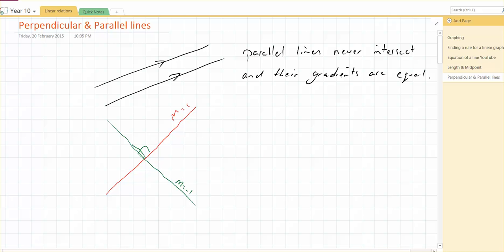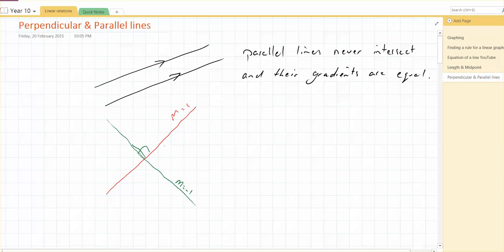Okay, well, the first thing we should note here is that perpendicular lines have to have gradients with opposite signs. So one's going to be positive and one's going to be negative. That's something to take note of. So what happens though, what is the relationship between them? Let's have a little look here.